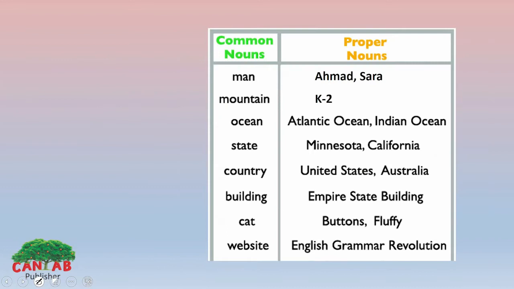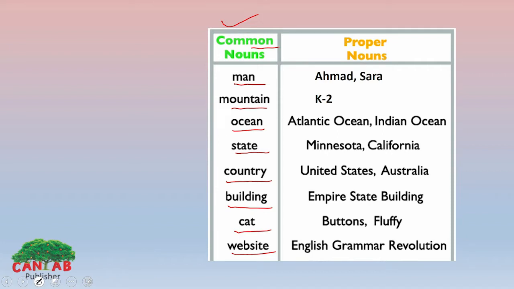Let's take a look here. These are the common nouns: man, mountain, ocean, state, country, building, cat, website. A man, like it can be any man. It is not specified here. That's why it is called common noun. A mountain can be any mountain, an ocean, a state, a country, building, cat or website.